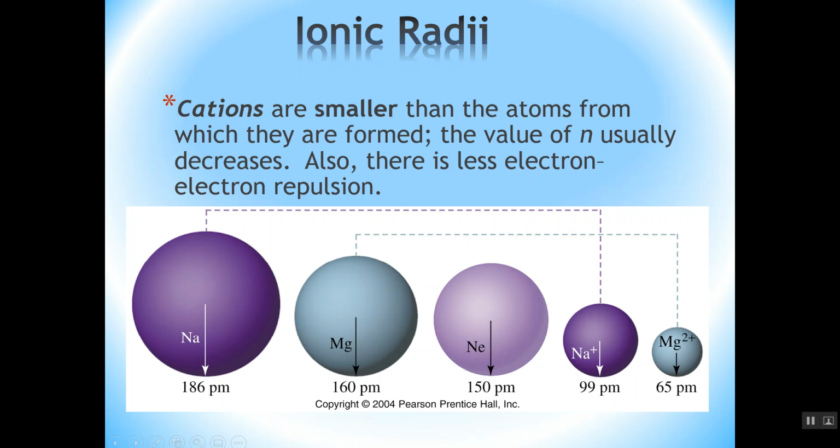All right, so that shows you the relationship between the size of the cation and the size of the atom from which it is formed. The size of the cation is smaller because when it loses electrons, the resulting ion will have fewer electrons, there'll be less repulsion between them, they'll be drawn closer to the nucleus, and therefore, as a result, the ionic size would be smaller compared to the atomic size.